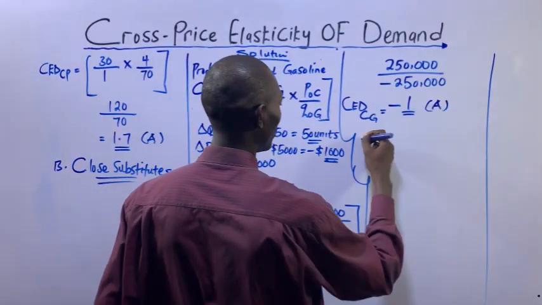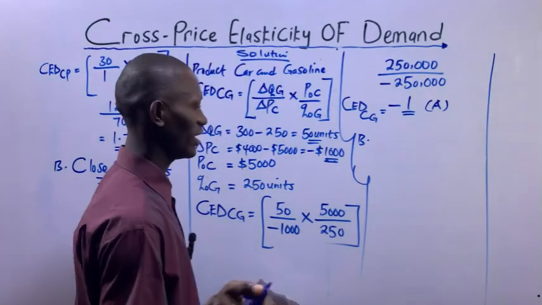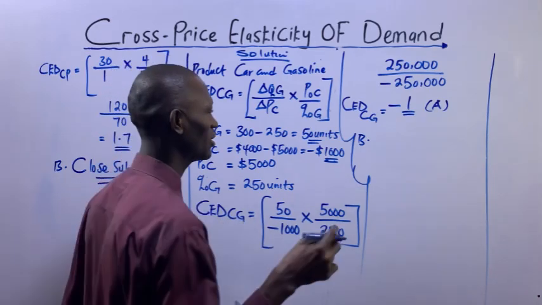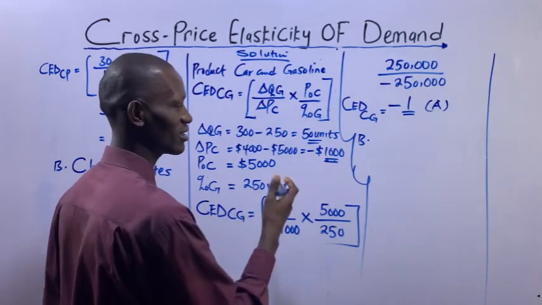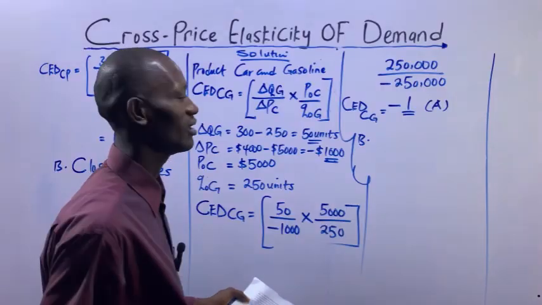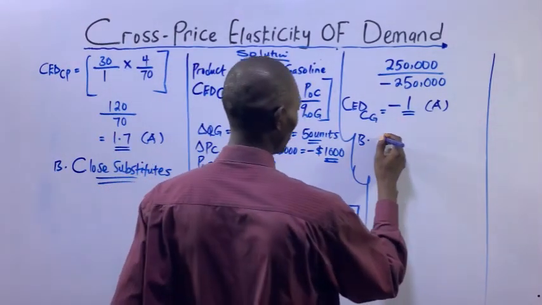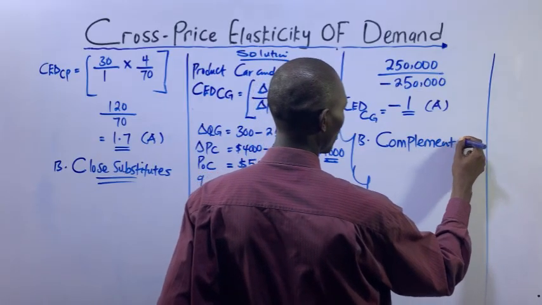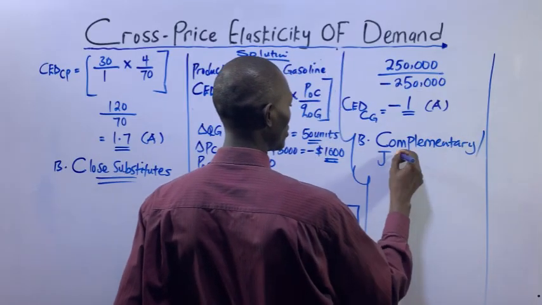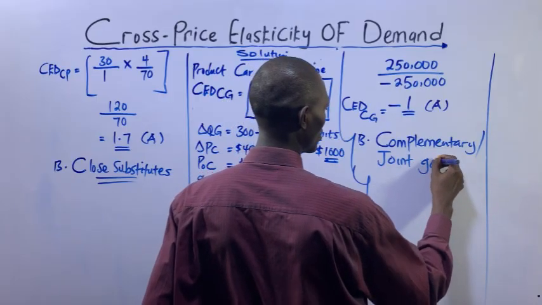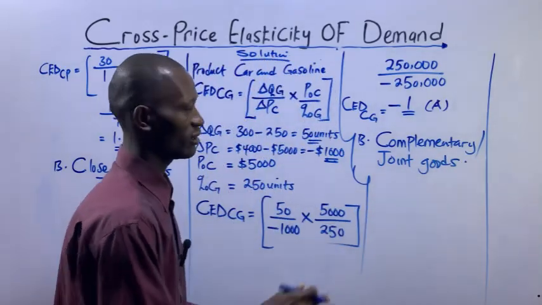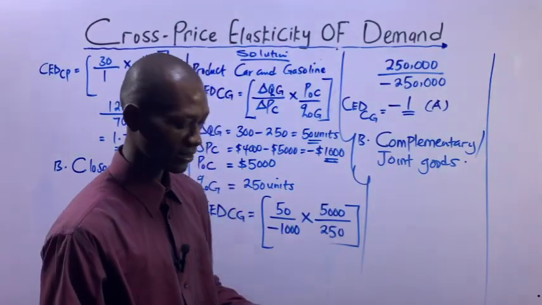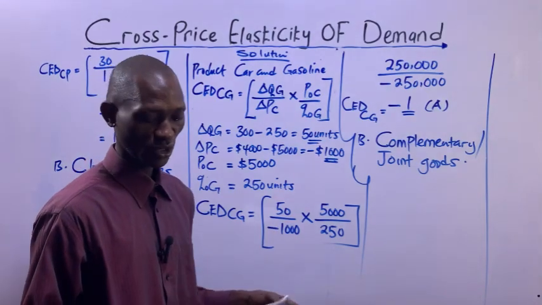Okay, so this is the A part. Then the B part. I heard someone say substitute. Did you say substitute? It's not substitute because this is not a positive coefficient. So it's complementary goods. The two goods are complementary, or joint goods, because the cross price elasticity coefficient is negative. That's basically the solution to the questions.